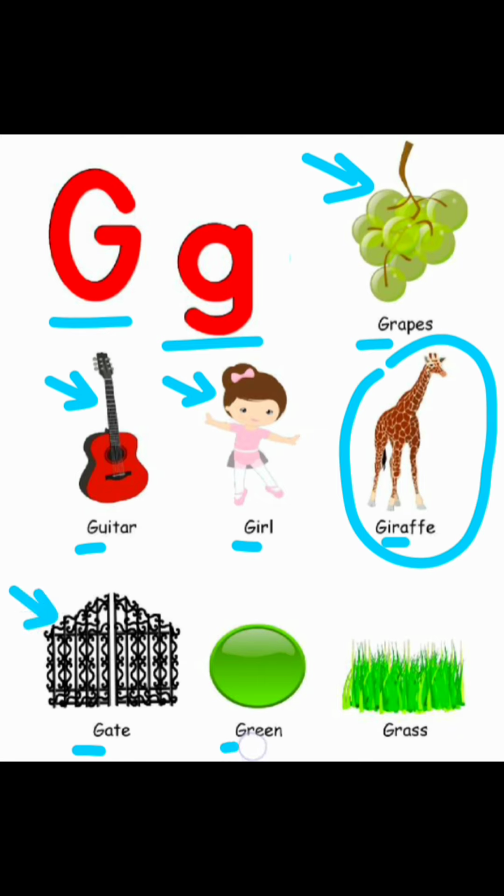Gate. Green. Grass. So many objects starting from letter G and the sound G. We also understood that G for giraffe, even though it does not start with the G sound, it starts with G for giraffe.